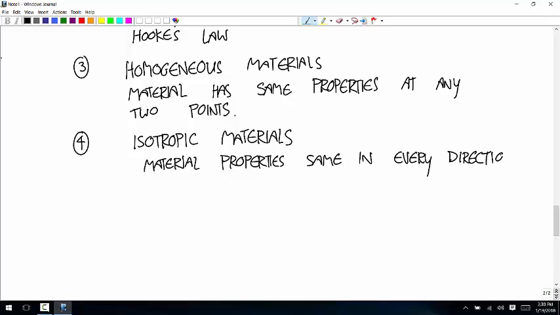Okay, so Young's modulus and Poisson's ratio are only defined, are only meaningful for isotropic materials. So that's an important one for us.